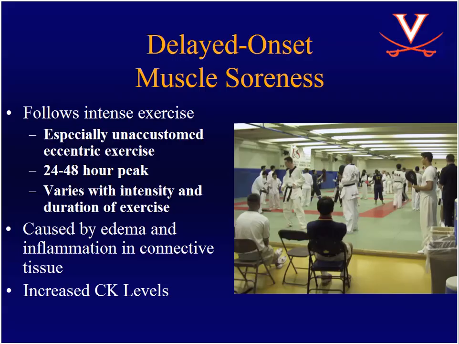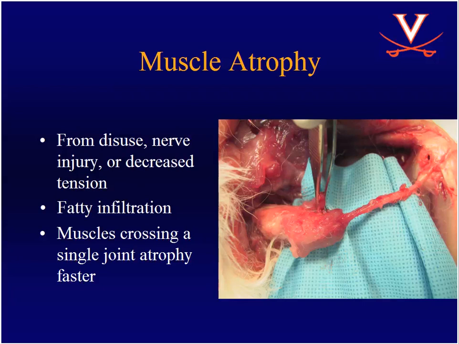Muscle soreness follows intense exercise, peaks at about 24 to 48 hours. I'm sure we're all familiar with this. It's caused by edema and inflammation, and can increase your creatine kinase levels. Muscle atrophy from disuse, fatty infiltration, and we're familiar with that with rotator cuff disease. This occurs more commonly in muscles crossing a single joint.